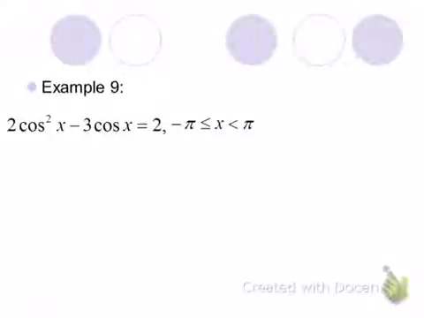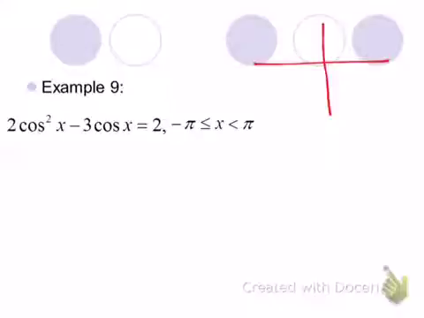All right, so part 3 of solving trig equations, and this time we're going to look at 2 cosine squared x minus 3 cosine x equals 2. And our domain for this problem, where our answers are all going to come from, is between negative pi and pi. Okay, so let's discuss that right out of the blocks, just so we know what we're looking at.